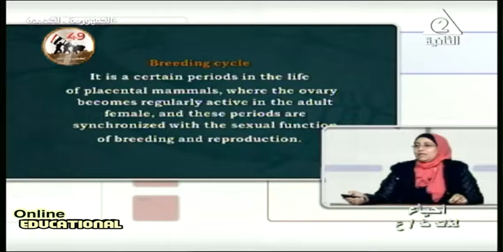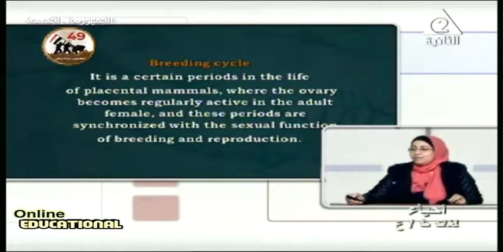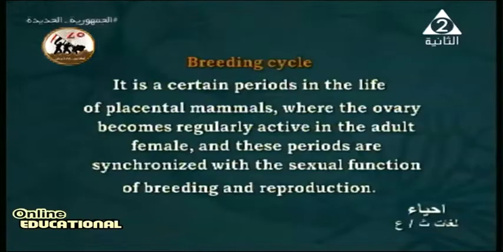Okay, breeding cycle. What is the breeding cycle? It is a certain period in the life of placental mammals. All the mammals that give birth and suckle their young contain a placenta, where the ovary becomes regularly active in the adult female, and these periods are synchronized with the sexual function of breeding and reproduction.